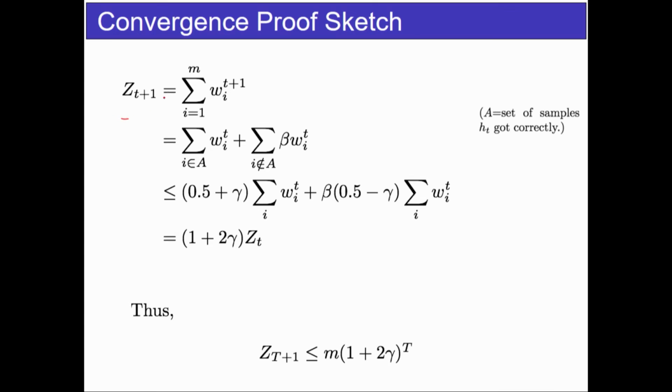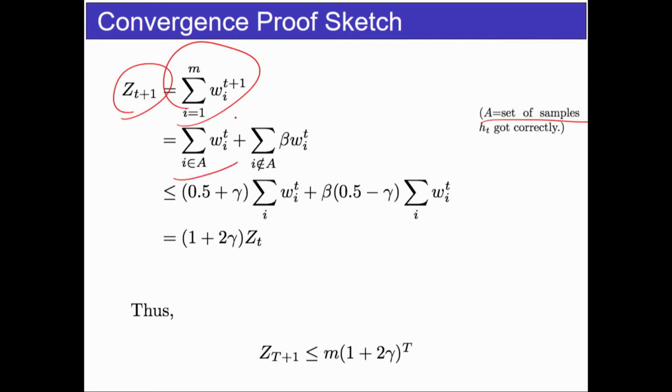The next thing is a little bit more algebra, but it's not really complicated at all. So you have your Z T plus 1, the total weights at iteration T plus 1, which is the sum over i equal to 1 to m of w_i^(T+1). I'm going to split this into two. At iteration T, say you have the set of samples that your weak classifier h_T got right. You call that A. So I can just write this as a split sum.